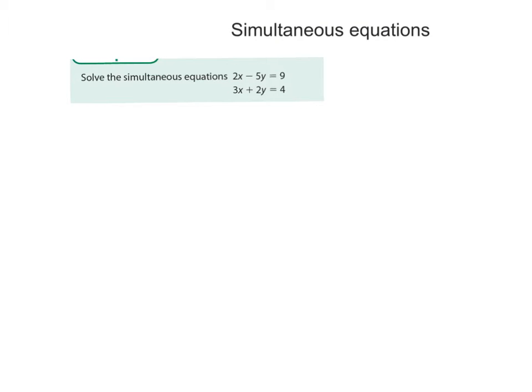Okay, so now we're just going to do a little bit of a recap on simultaneous equations. As you can see here, 2x minus 5y is equal to 9, 3x plus 2y is equal to 4. What we are actually looking for here is an x value and a y value that will suit both of these equations. So that's what we do in simultaneous equations.